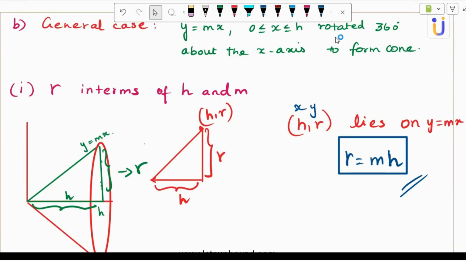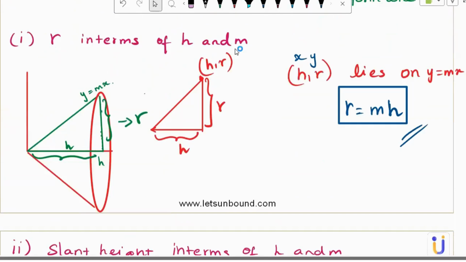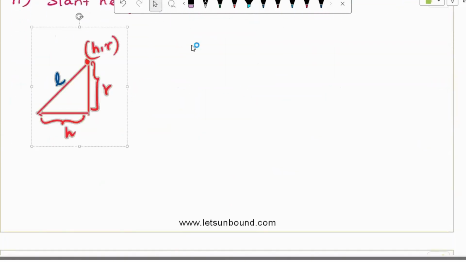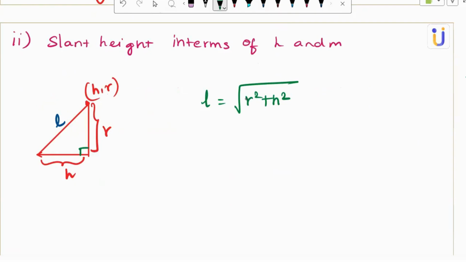And next is a 2-mark question. Slant height in terms of h and m. We have to express slant height in terms of h and m. This is your slant height. We can take the same diagram over here. Okay, here we go. This is a right triangle, right? So L is hypotenuse, and we know L is equal to square root of r square plus h square. Right? Basic Pythagorean theorem.